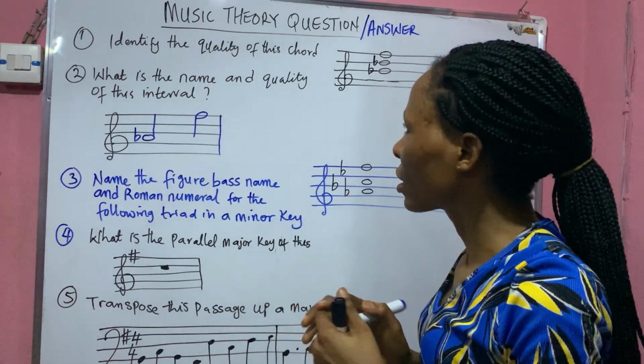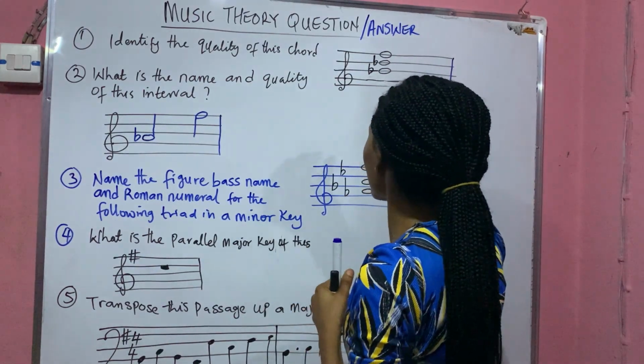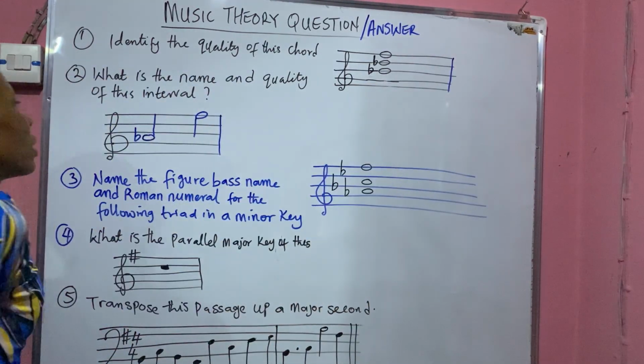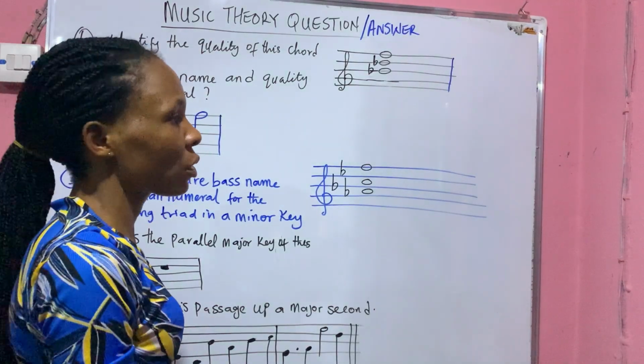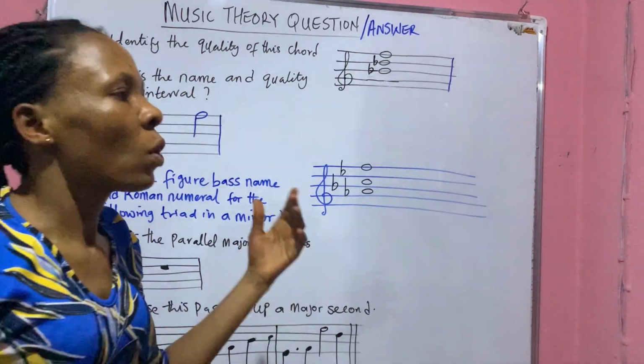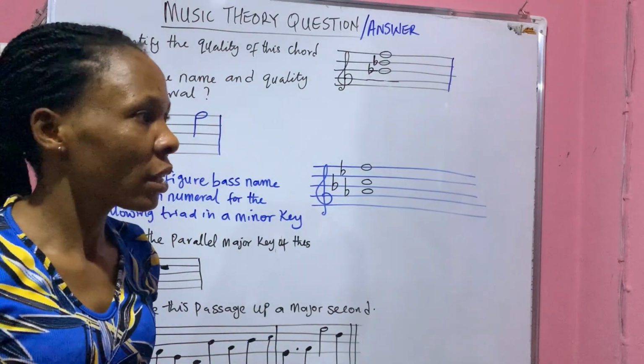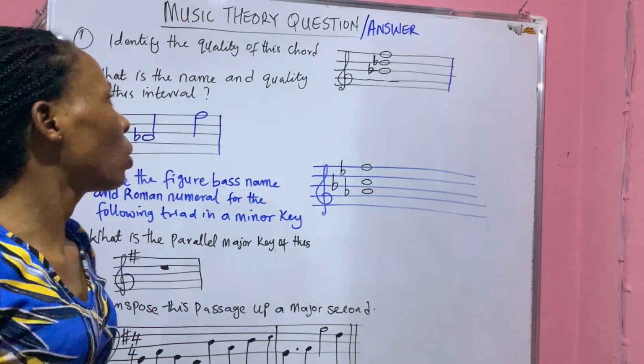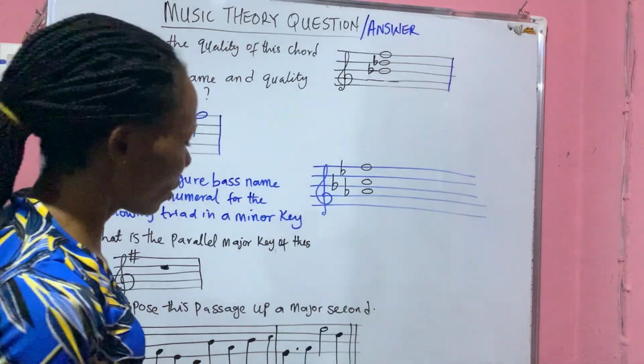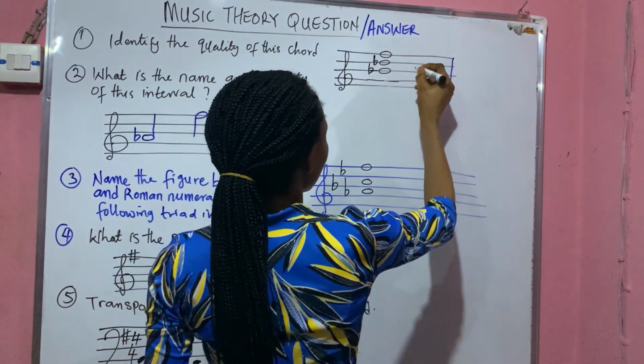Number one question: identify the quality of this chord. This is the chord. They say identify the quality. We have quantity, we have quality. Quality means how solid the chord is. Now the chord consists of, let's write out the notes.